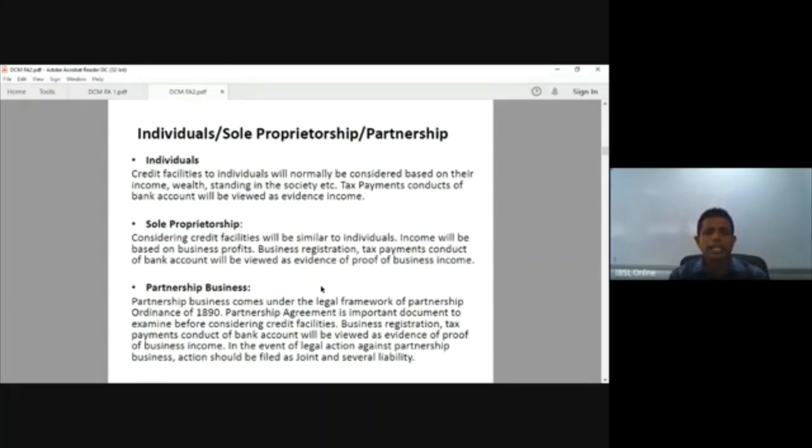Income will be assessed on business profit, business registration, tax payment, conduct of bank account, as a proof of business income.